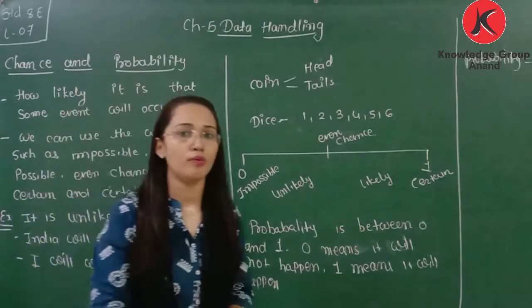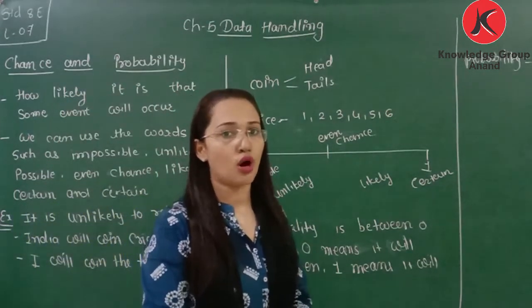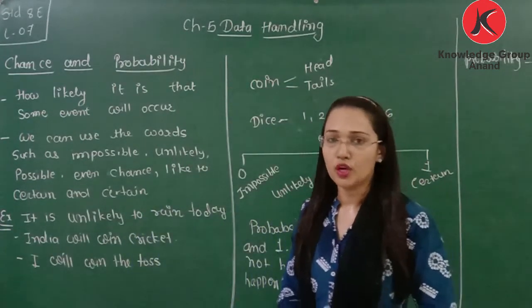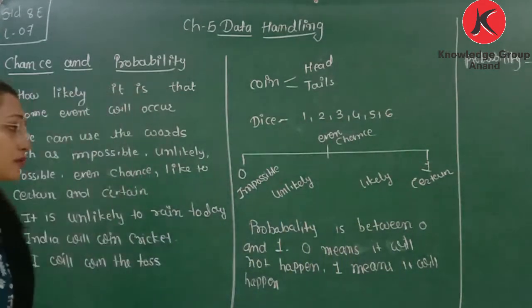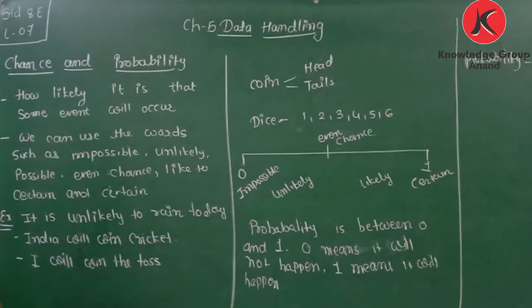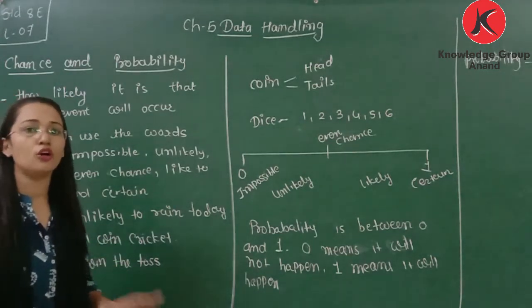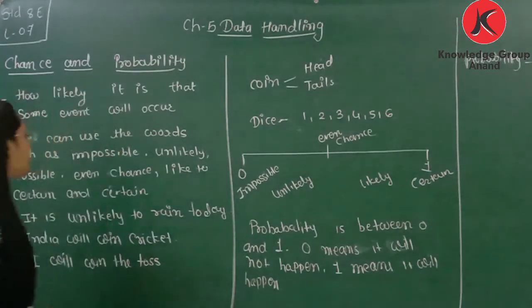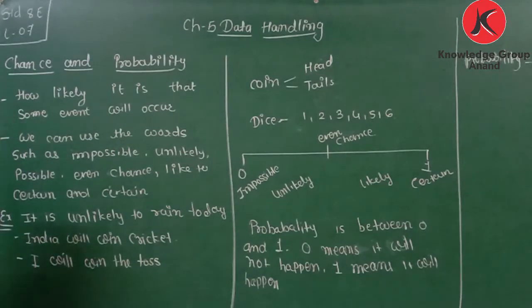So this is what probability is. The exact outcome is not known to us, so we are taking an assumption for the condition. How can we consider the probability? How likely it is that some event will occur. So it is more likely to occur or unlikely to occur, meaning it is more possible to occur or not possible to occur. So we divide it into two parts. We can use words such as impossible, unlikely, possible, even chance, likely to certain and certain.